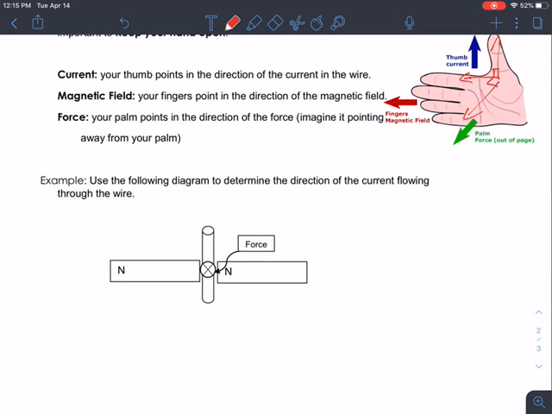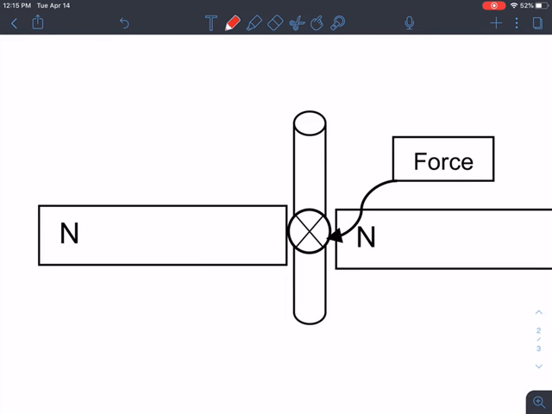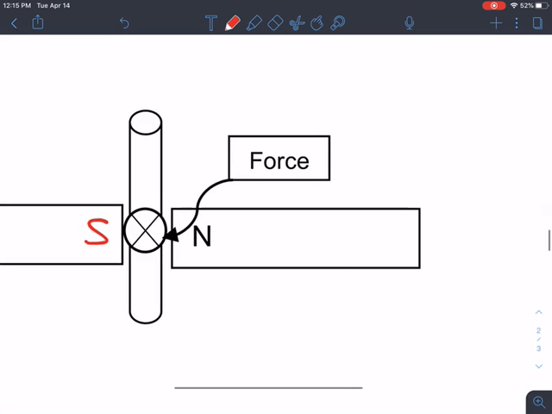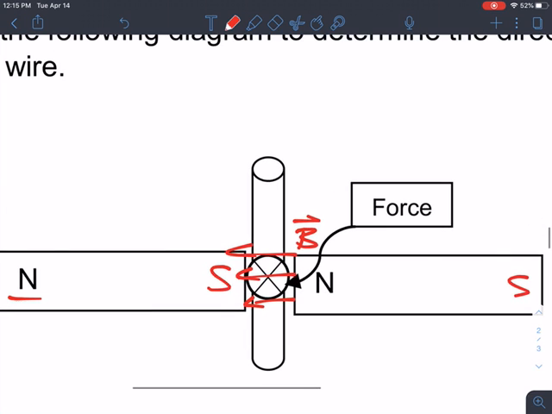So let's check this out. Here's an example. Let's use the following diagram to determine the direction of the current flowing through the wire. We know that if this is a magnet, this is north, this is south, then the direction of the magnetic field between these two poles is going out of north towards south. So the magnetic field, that's B, is across there. What else do we know? We know that the force here is into the page.